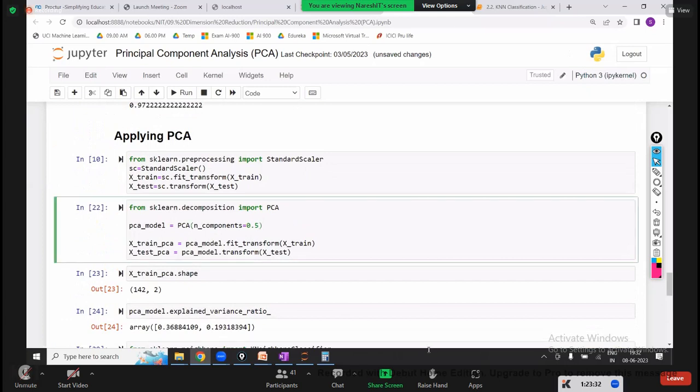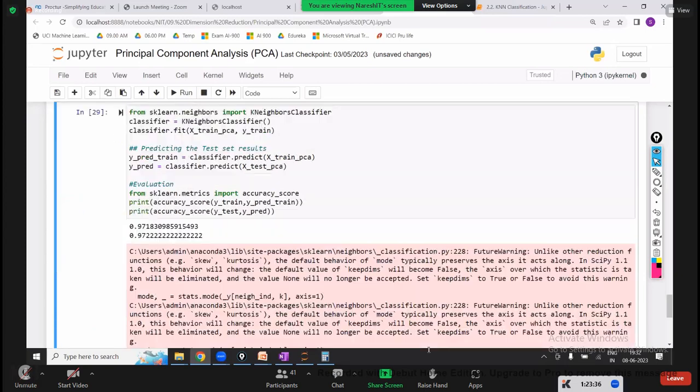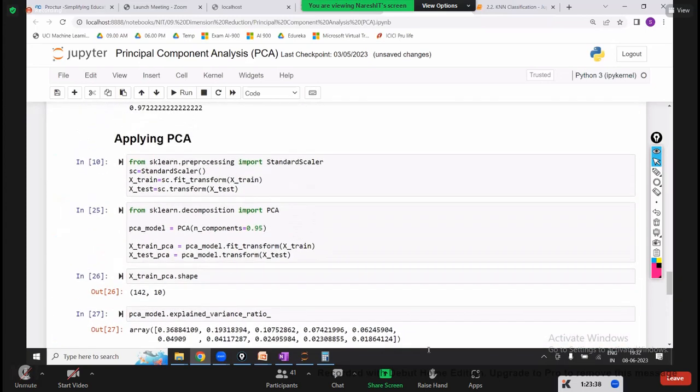Similarly, if I want a 95% weightage, I have to take 10 columns. 10 columns only contribute the 95%. So the remaining 3 columns are not important and you can remove them. Is that clear? That is with respect to PCA.